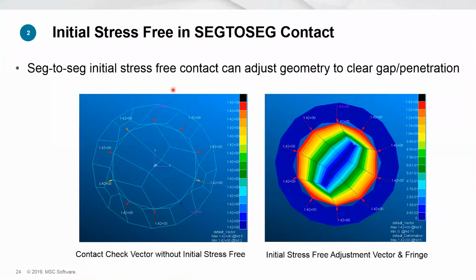Next is the initial stress-free for segment-to-segment contact. As you can see here, with the contact check vector without the initial stress-free, it just shows you the vectors of how much penetration has happened. But with the initial stress-free in 2019, you can see that the geometry adjustment is done and the gap is cleared, and it also shows you how much penetration it has done. And as you can see, the numbers match in the image on the left and the right.